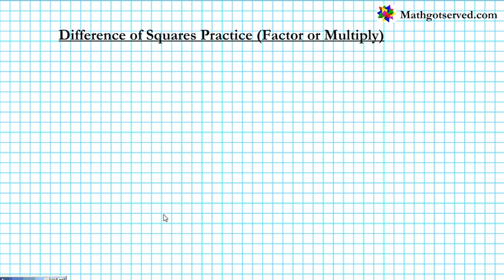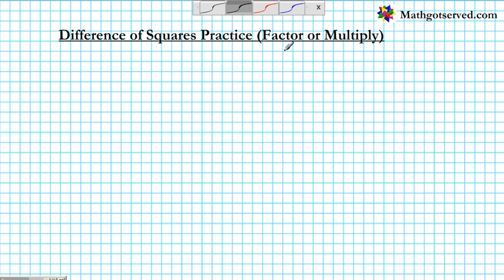Good day, students. In this clip, we're going to go over some examples that will help you master the difference of squares. We're going to be going in two directions: factoring where applicable and multiplying where applicable. Going back and forth between factoring and multiplying will help you master the whole process of factoring difference of squares.